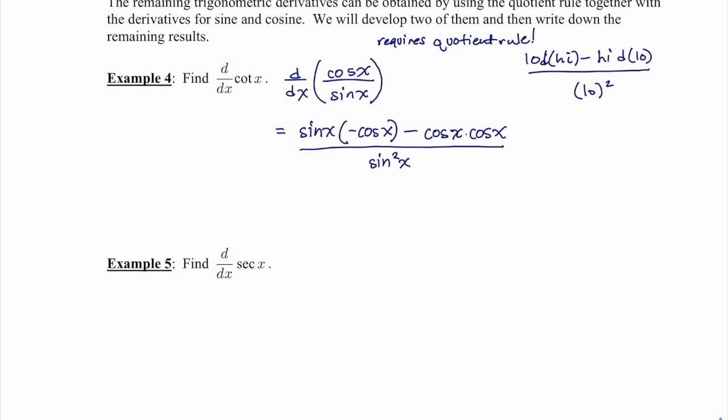And looking at this, I can see I made an error on the derivative of the numerator. I was going too quickly, or maybe it's too early in the morning. So low d high should have been negative sine of x, not negative cosine of x. That looks better. So low d high minus high d low divided by low squared. And now in the numerator, I can see I have negative sine of x squared minus cosine of x squared.